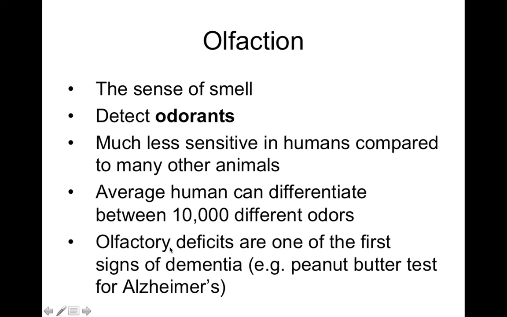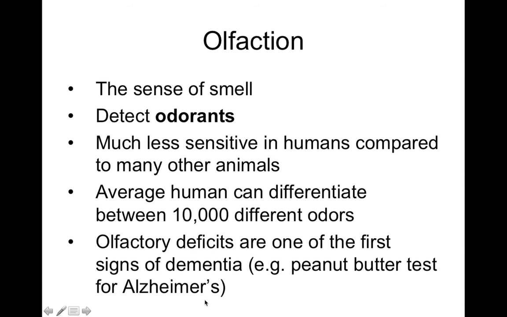Now, what's interesting is that sometimes olfactory deficits are one of the first signs of dementia. So if someone starts to lose their ability to smell and they're elderly, if this is a change in the system, like if they already could smell and then all of a sudden they lost their sense of smell and there was no indication of trauma, that may indicate early onset of some form of dementia like Alzheimer's disease.